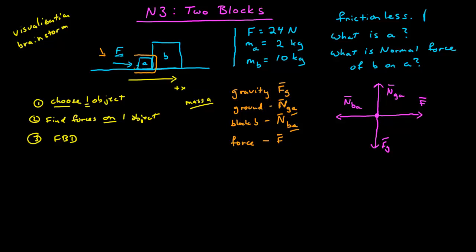So remember, I choose one object. And so this is the object mass A. So I'm only looking for the forces on A by all the other agents. And so my free body diagram only has the forces on block A. Okay, so the next thing is we want to vector sum the forces.